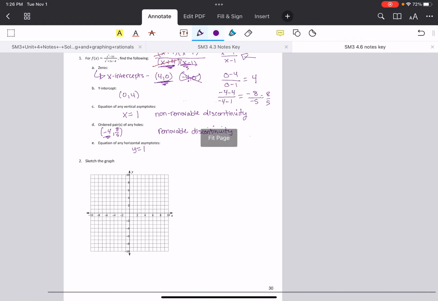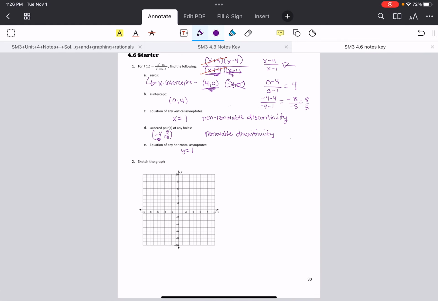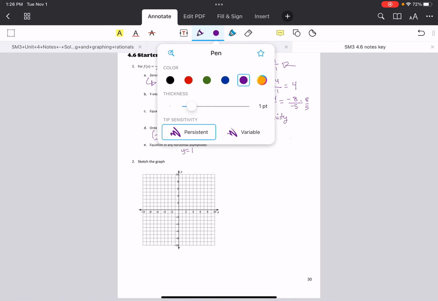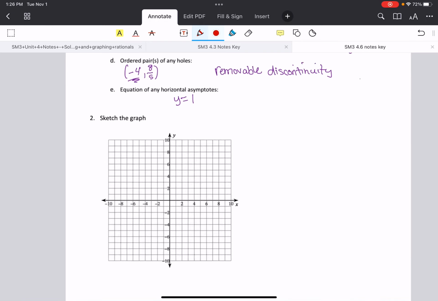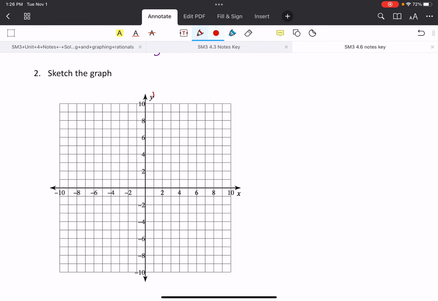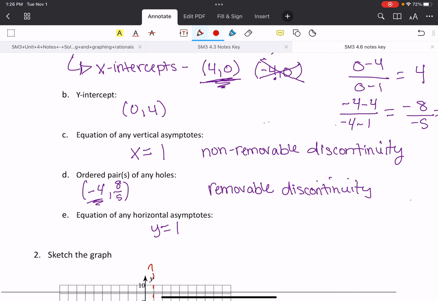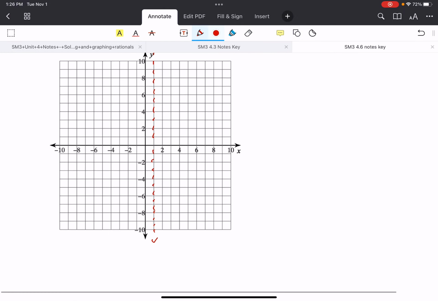So let's sketch it. Start with your asymptotes. X equals 1. The horizontal asymptote was y equals 1.